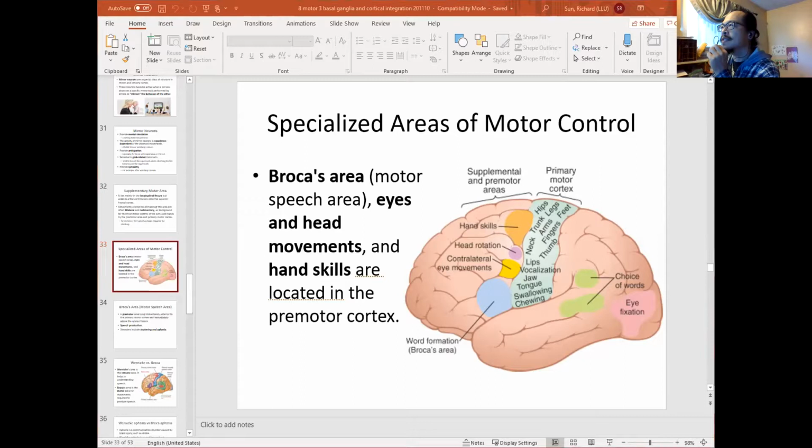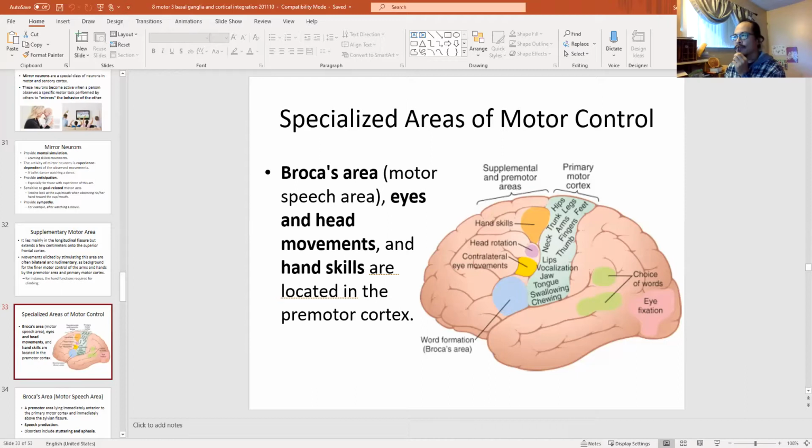So this is the portion on the part of the brain cortical integration, and here we are looking into several specialized areas for motor control. That includes the areas identified right here: hand skills, head rotation, contralateral eye movements, and word formation. This is also called the Broca area. This is in the frontal lobe.